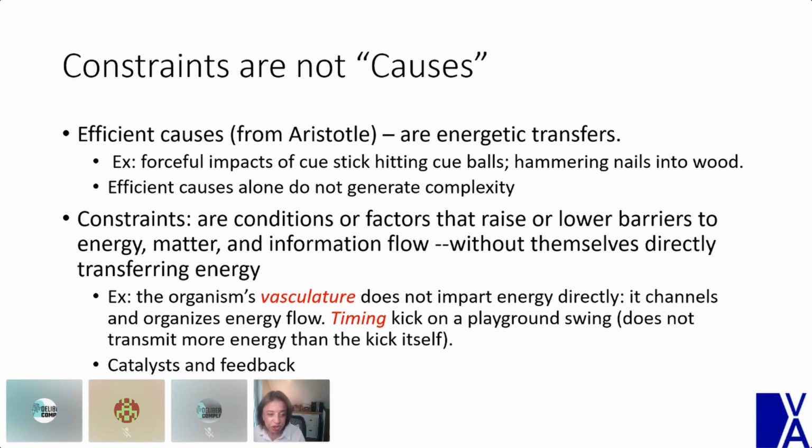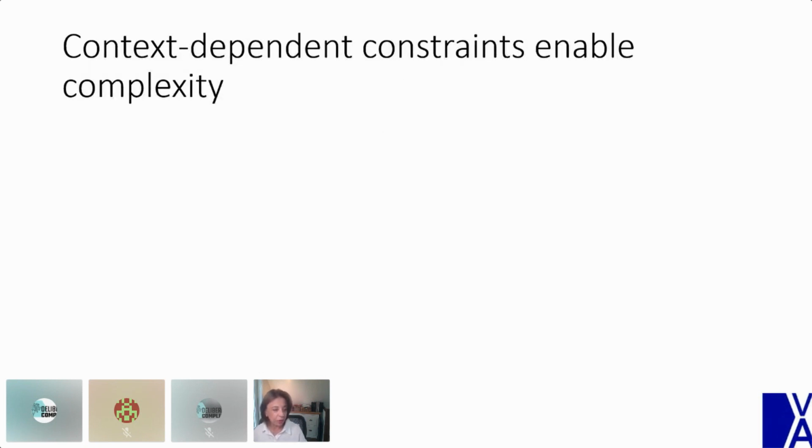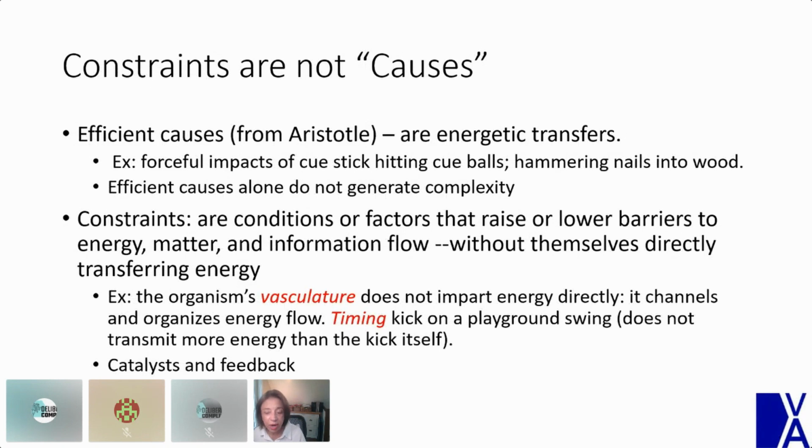Among my favorite examples is timing. Timing is extremely important, and complex systems usually are characterized by timing. So when you think of a kick, kids learn to kick on playground swings, and they learn that the timing is really important to get the swing to swing. The point I'm trying to make is that timing is a constraint. It is not an efficient cause. The timing does not impart more energy into the process than the kick itself.